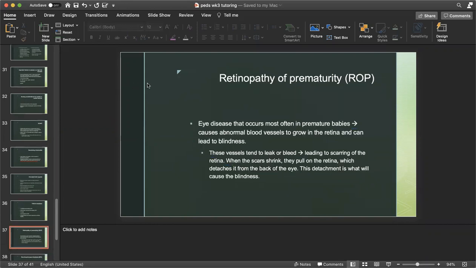So retinopathy of prematurity, or ROP, is an eye disease that occurs most often in premature babies, and it causes abnormal blood vessels to grow in the retina and can lead to blindness. These vessels tend to leak or bleed, leading to scarring of the retina. When the scars shrink, they pull on the retina, which detaches it from the back of the eye. This detachment is what will cause the blindness. This is why you see a lot of little kids with glasses on, because they were probably born premature and had ROP.